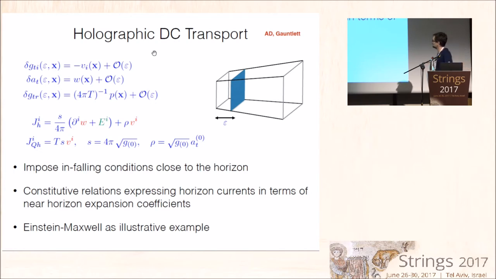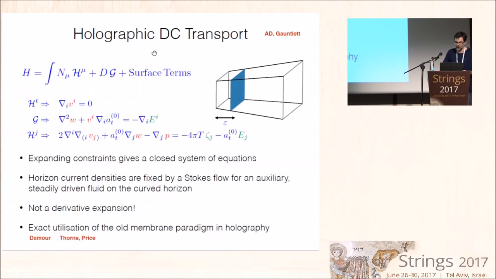And I am using Einstein-Maxwell here as an example to show you how this roughly works. Okay, so someone needs to give me these functions W, V, and P. P does not appear directly in the currents, but it will be part of the story. Now, the next thing I want to do is to really impose the constraints of gravity. If I do that on a surface very, very close to the horizon, what I discover is a closed set of equations which have a unique solution and they uniquely fix the currents on the horizon.